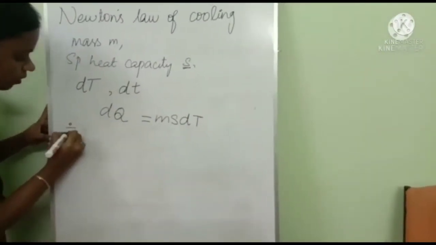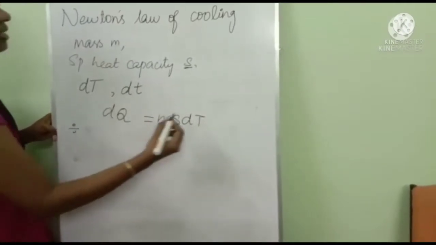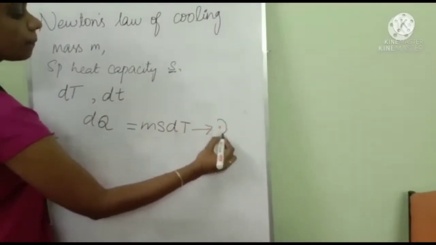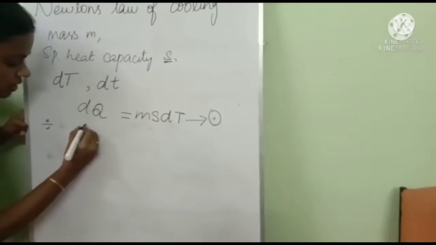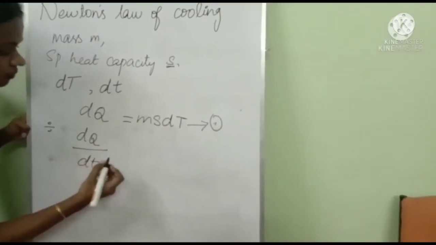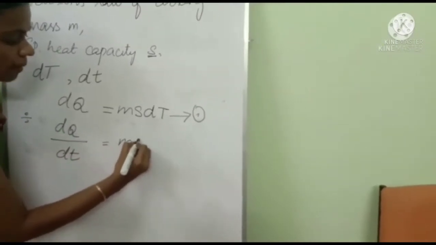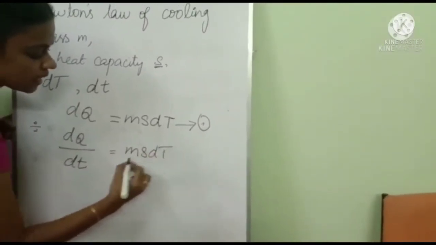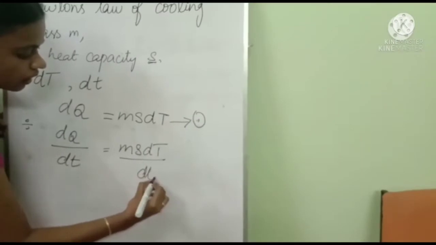Now dividing on both sides, this is equation 1. Dividing on both sides, dq by dt equal to m s dT by dt.